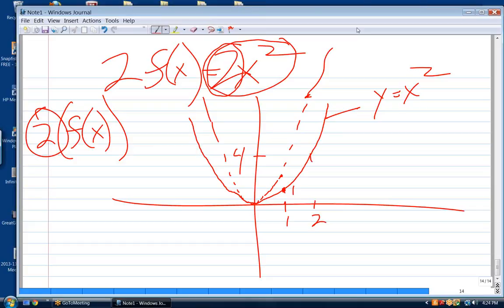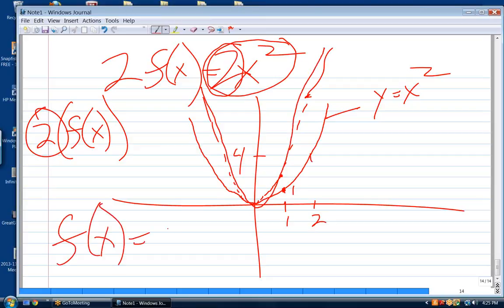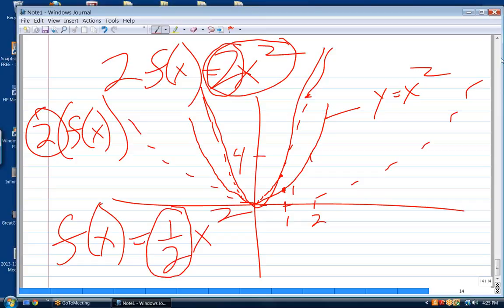So, in other words, if we do a vertical stretch, it makes our parabola skinnier. If I wanted to know what f of x equals 1/2 x squared is, since this number is less than 1, it makes it flatter, because every point is going to be half what it would have been. So that's vertical stretch and vertical shrink.